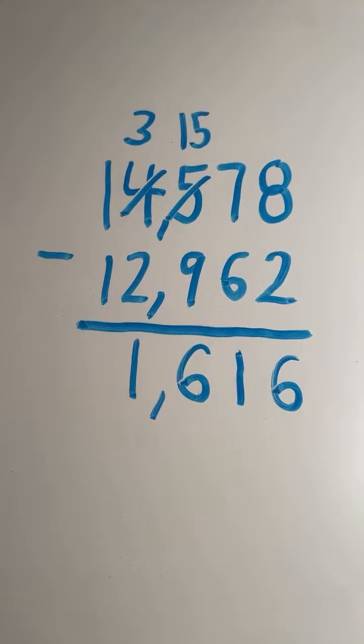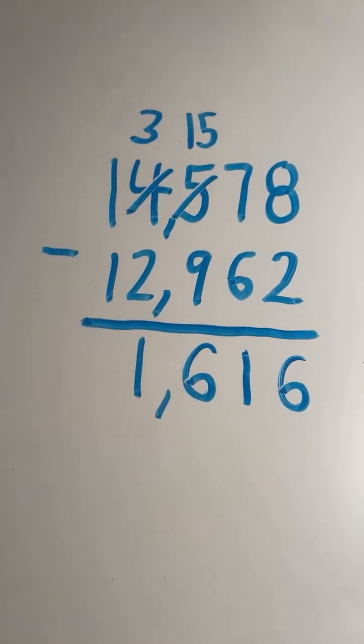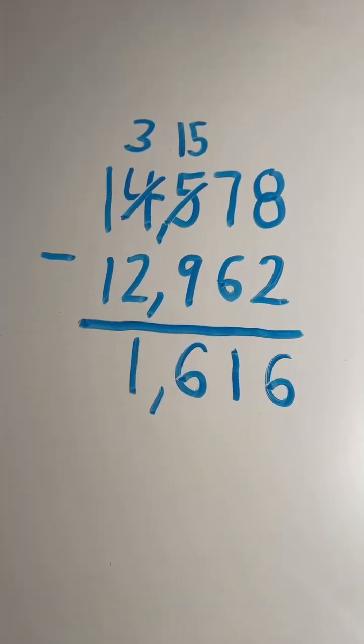14,578 minus 12,962 equals 1,616. All right, moving on to our next example problem.